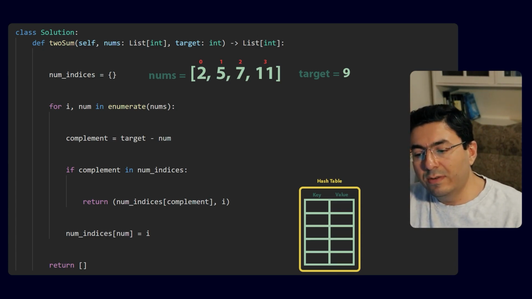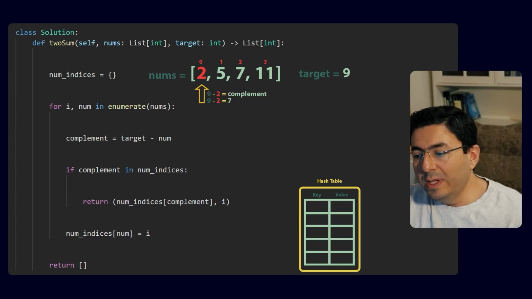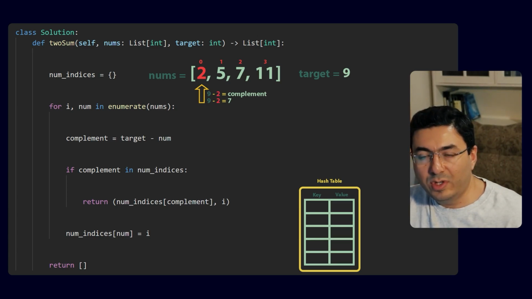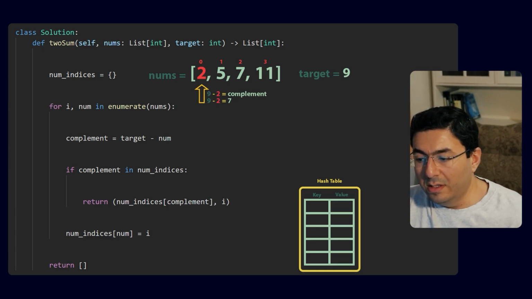On the first iteration of the loop, i would be 0 and num would be 2. We calculate the complement of the current element with respect to the target by subtracting it from the target. In this case, the complement would be 9 minus 2 equals 7. Next, we check if the complement exists in the num indices dictionary using the in operator. Since 7 is not yet in the dictionary, we move on to the next iteration of the loop.